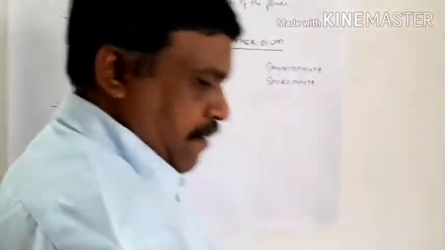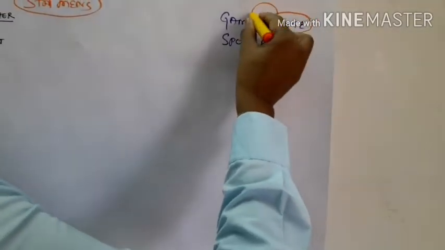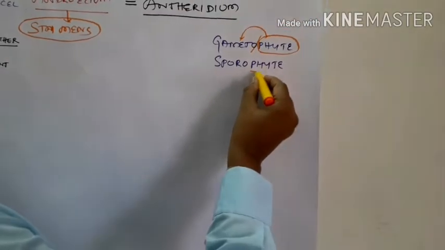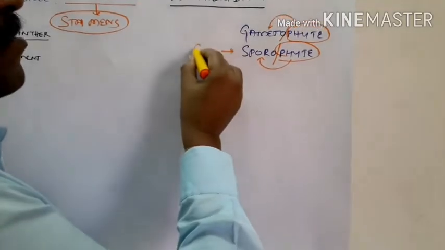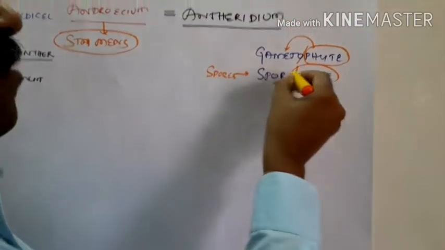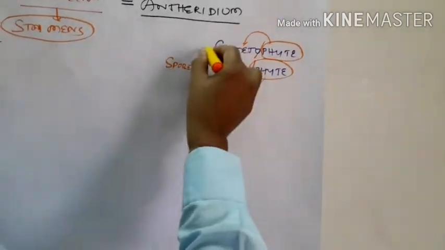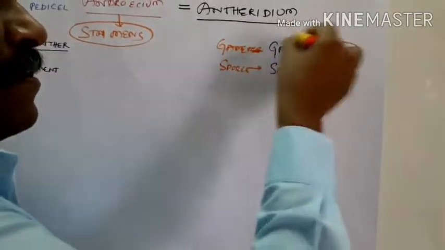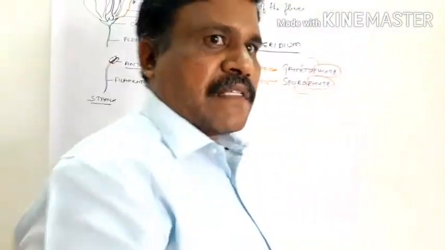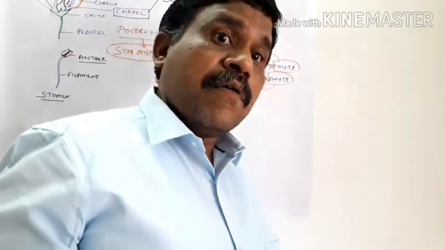Right? So you remember the gametophyte, the plant body producing the gametes, and the sporophyte, the plant body producing the spores. Based on these two phases, in class 11 in the plant kingdom we would have studied the haplontic, diplontic and haplodiplontic life cycles.